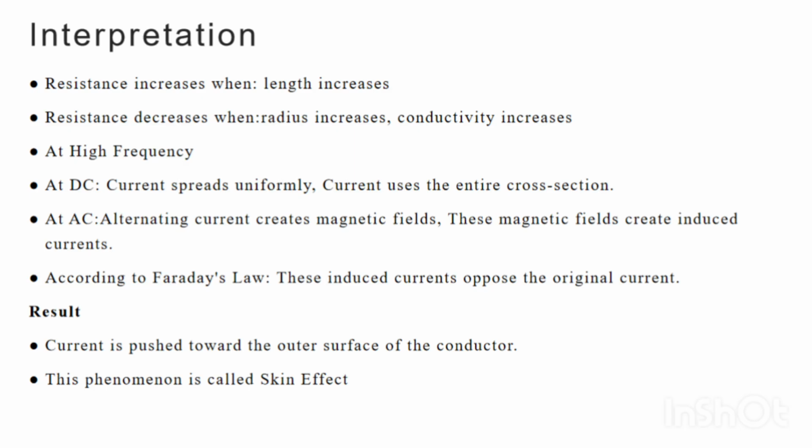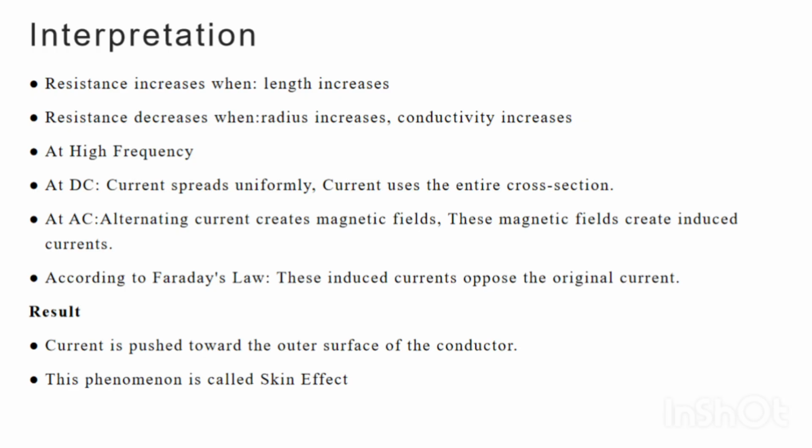So, with this equation, it is predominantly evident that whenever the value of L, which is the length of the wire, increases, then the resistance of the wire also increases. Whenever the area and conductivity values increase, the resistance value actually decreases. But whenever we are dealing with a higher frequency, the current actually spreads uniformly across the entire cross-sectional area, which we are going to discuss in the upcoming sections.